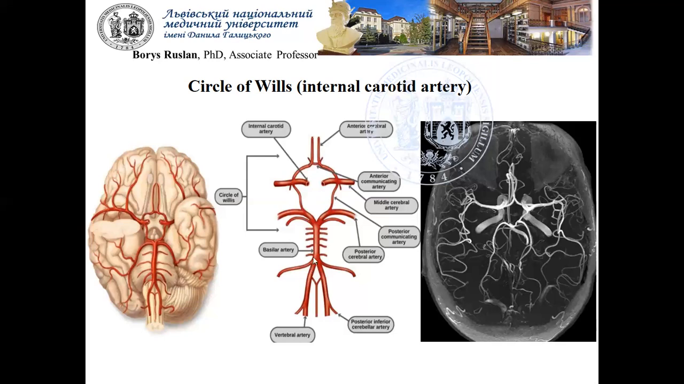Don't forget about the posterior cerebral arteries, which are formed by the division of the basilar artery. The basilar artery is formed by the union of the vertebral arteries, left and right. The vertebral artery is a branch of the subclavian artery, like the internal thoracic artery, the thyrocervical trunk, and the costocervical trunk.